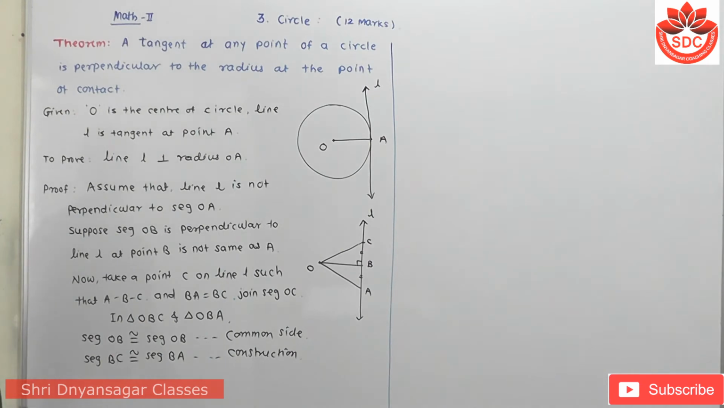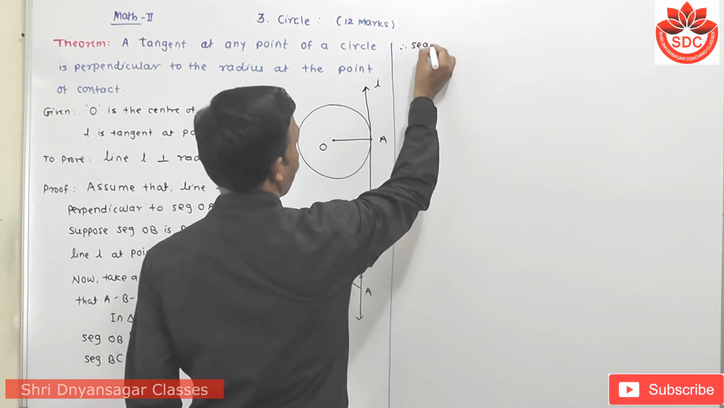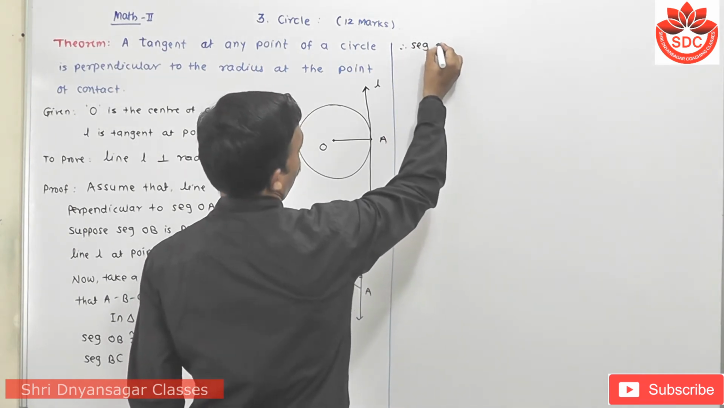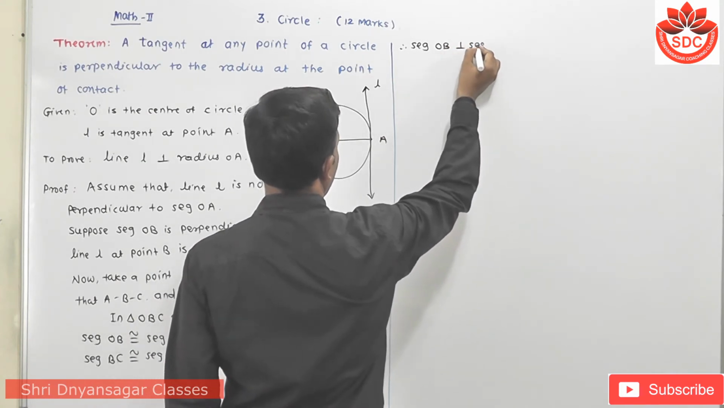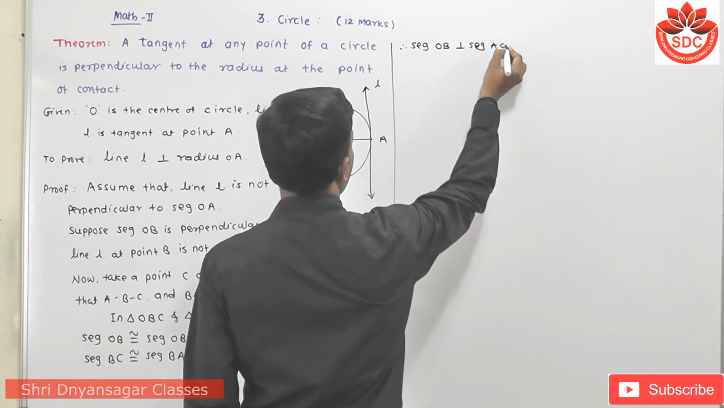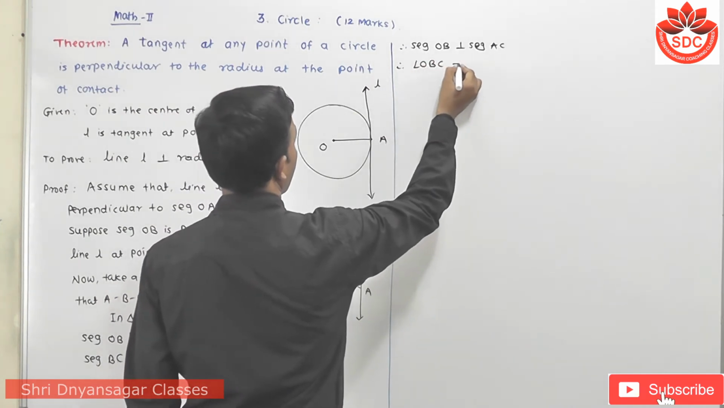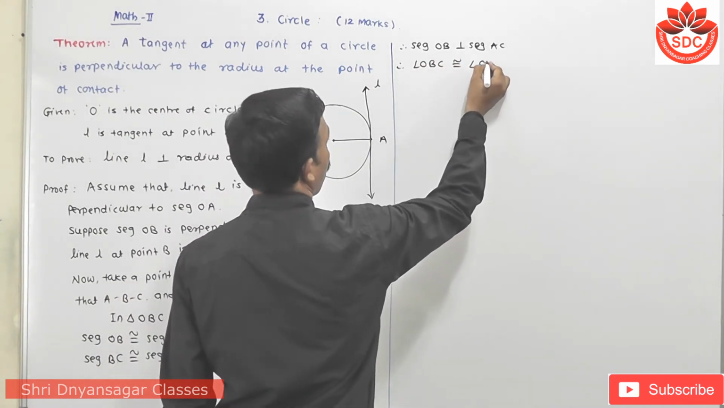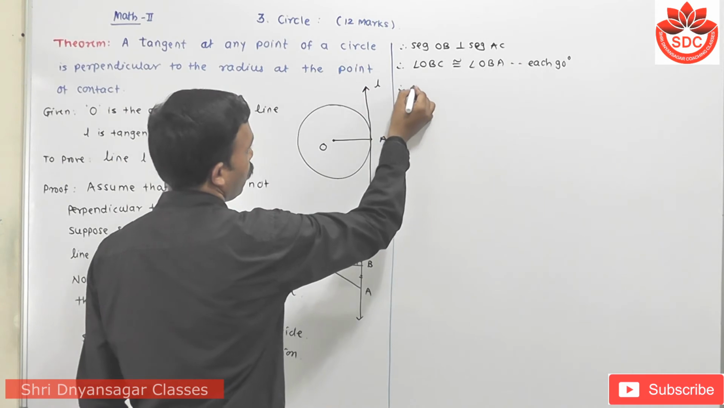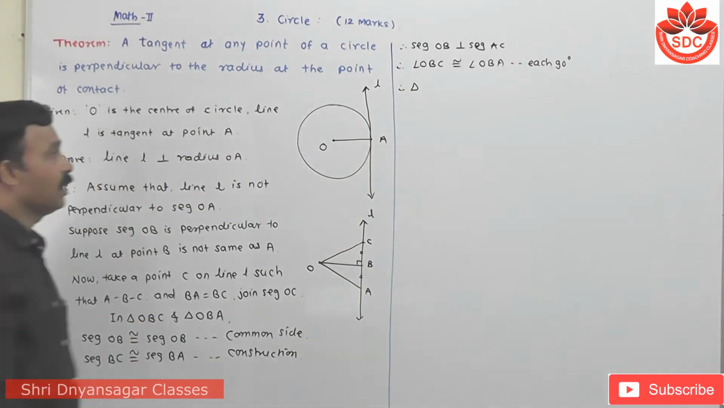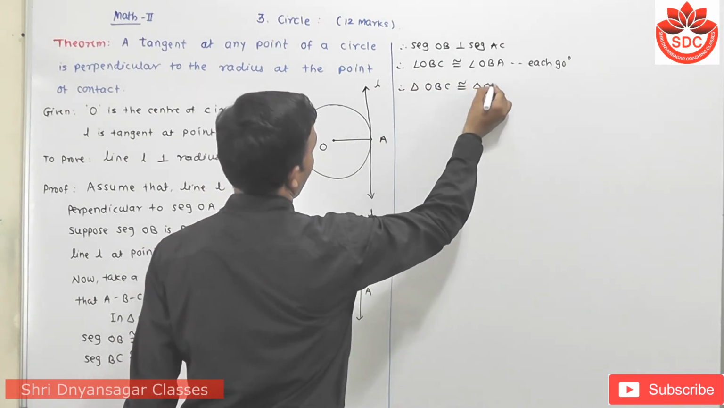And third one is, we can also draw a perpendicular here. OB is the perpendicular. Therefore segment OB is perpendicular to segment AC. This is the construction. Therefore angle OBC is also congruent with angle OBA because each is 90. Therefore these two triangles, OBC and OBA, triangle OBC is congruent with triangle OBA by using which test?